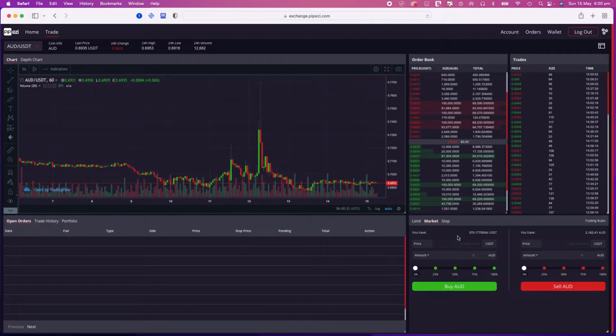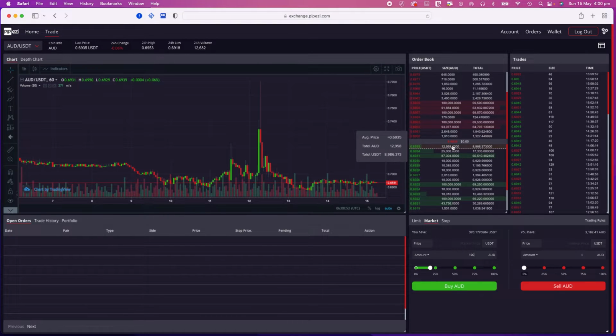For instance, let's say I want to buy some Australian dollars and I've got USDT. Now I want to say I only want to buy 100 Australian dollars. The moment I buy that, it will execute at the exact value of what the market is at, which is 0.6935. It might even change. I go buy, and yes, my order is placed successfully and filled. We'll see that my USDT has reduced and my AUD has increased.